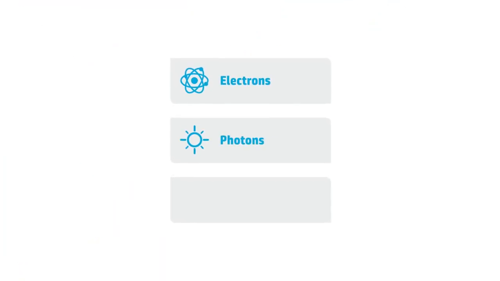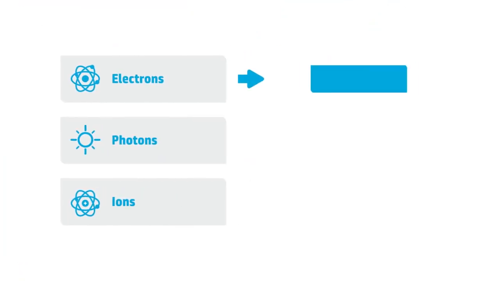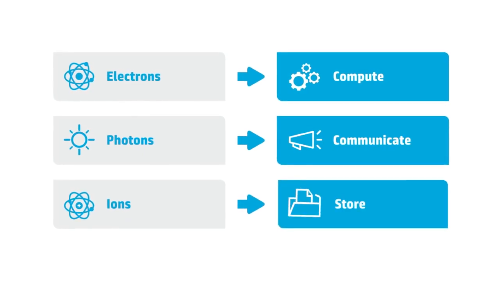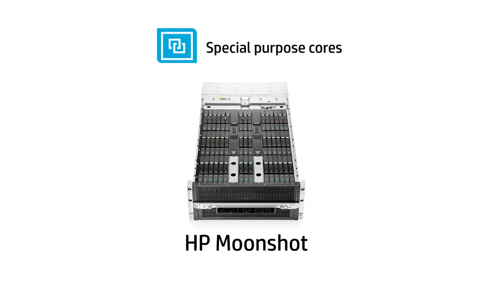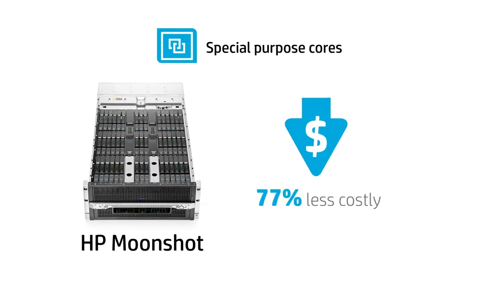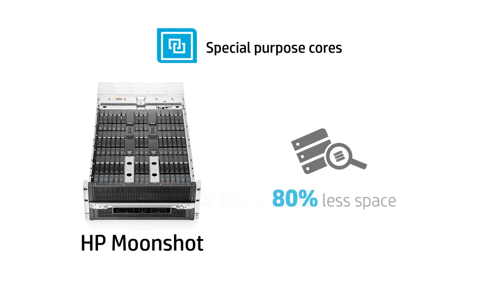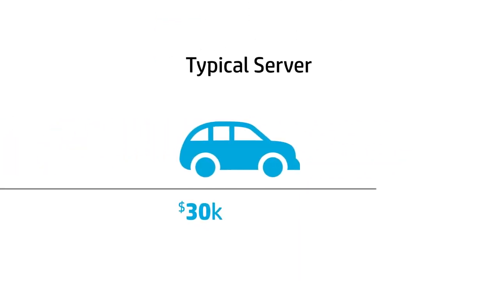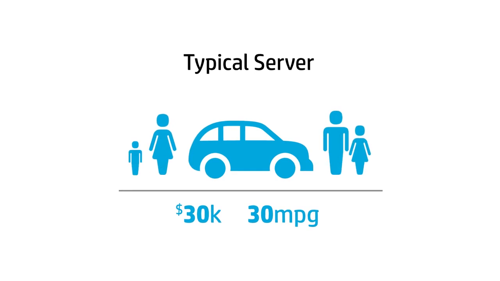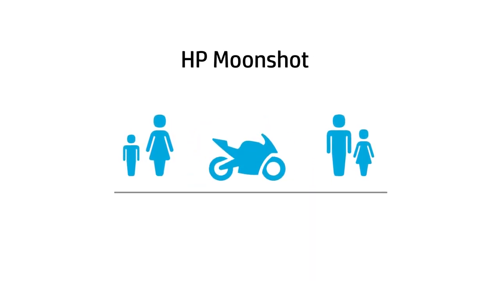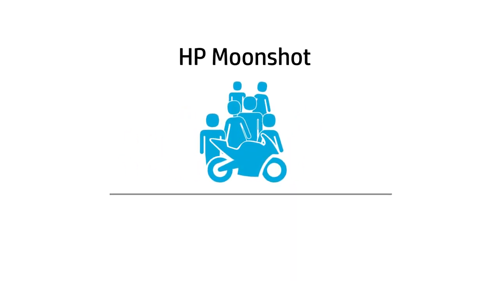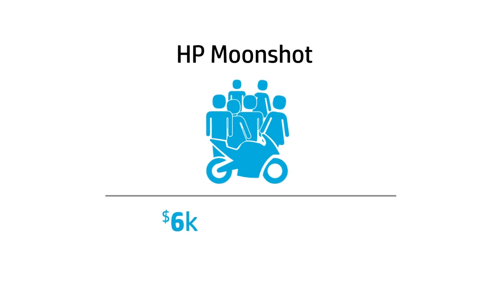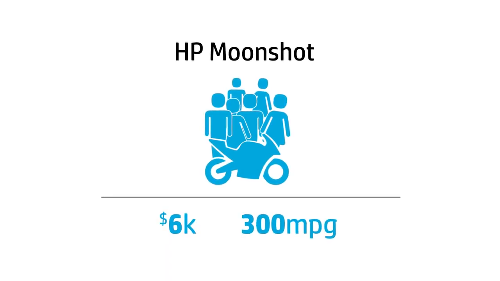HP is pioneering the use of electrons, photons, and ions to revolutionize the way we compute, communicate, and store tomorrow's data. HP Moonshot, the world's first software-defined server, dramatically improves both performance and efficiency in a smaller package. If a typical server were a $30,000 30-mile-per-gallon family car, Moonshot is a motorcycle that carries more passengers, costs only $6,000, and gets 300 miles per gallon.